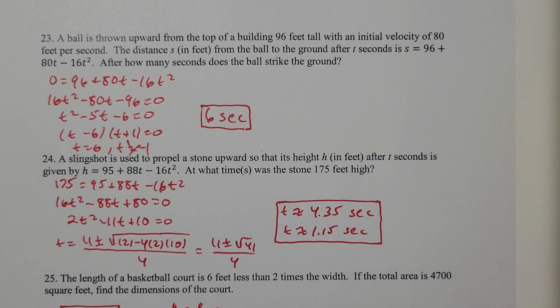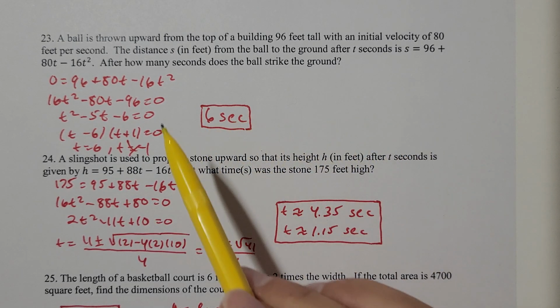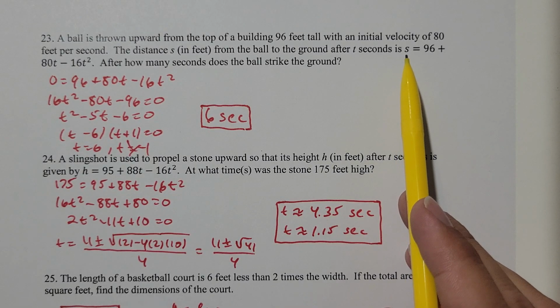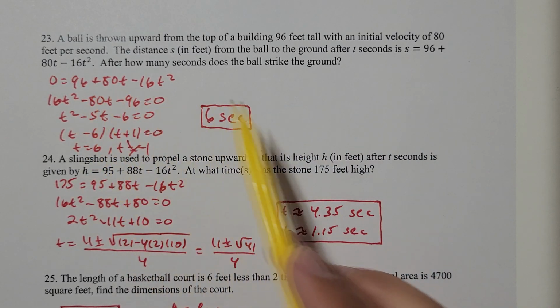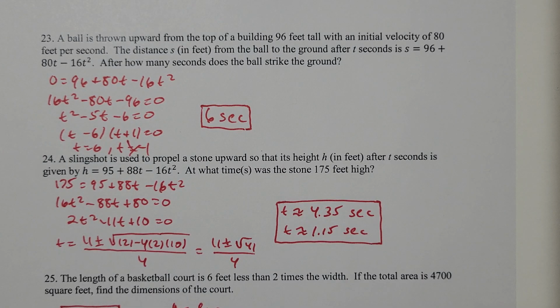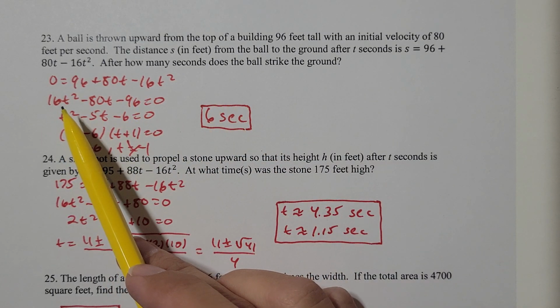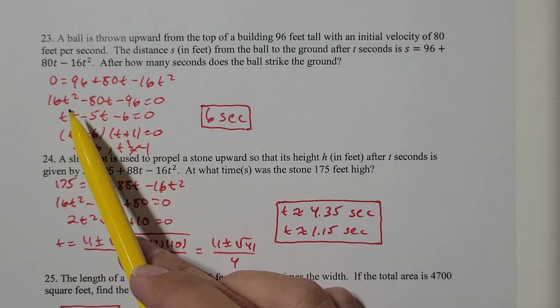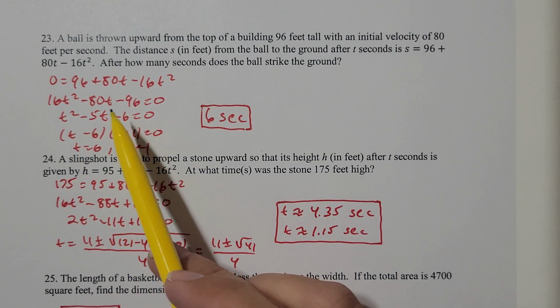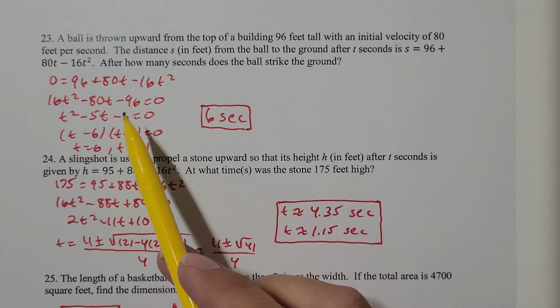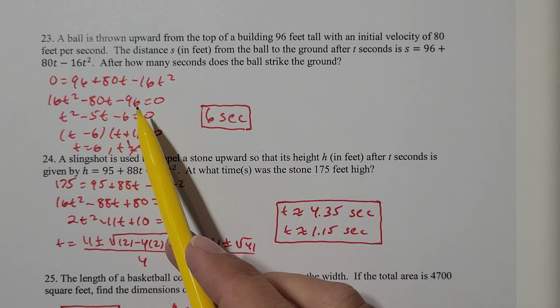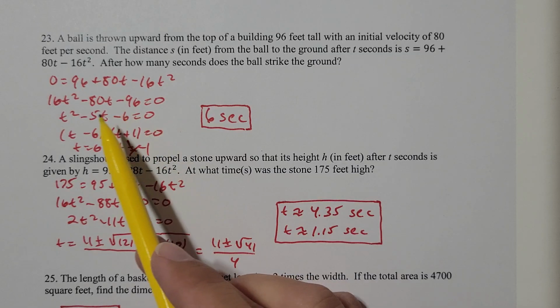Well, the ball would be on the ground if the height is 0. So I'd want to set s equal to 0 in this equation and solve the equation 0 equals 96 plus 80t minus 16t squared. Let me get everything onto the left. That way the leading term there is positive. I can make the numbers a bit nicer here by dividing both sides by 16. 16 goes into all three of these numbers evenly. So let's go ahead and do that.